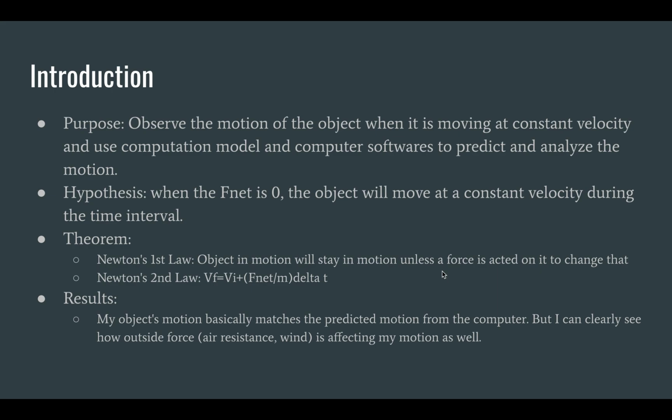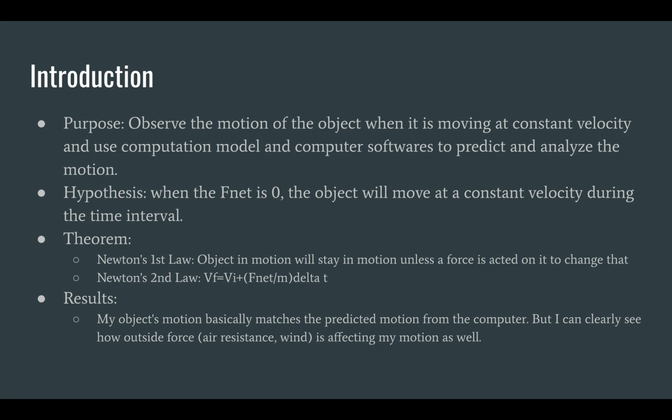So the purpose of this lab is to observe the motion of an object when it's moving at constant velocity and use a computation model and computer software to predict and analyze the motion. The hypothesis is that when the net force is zero, the object will move at a constant velocity during the time interval. The fundamental theorems that I am using in this lab are Newton's first law and Newton's second law.